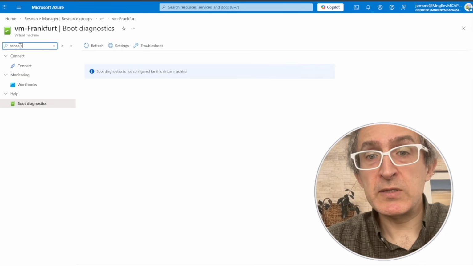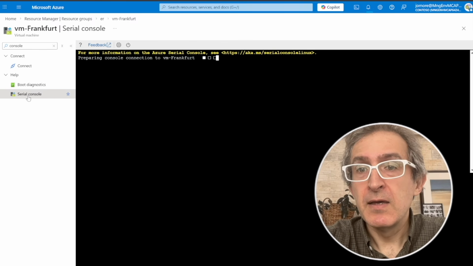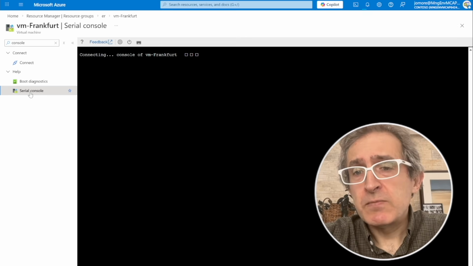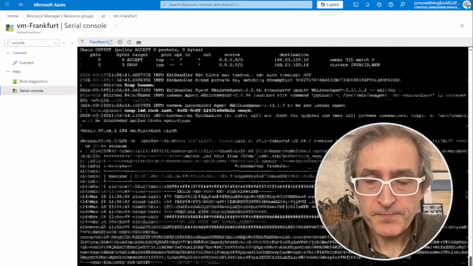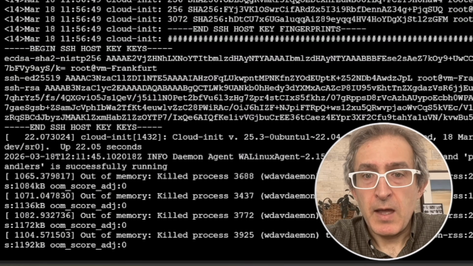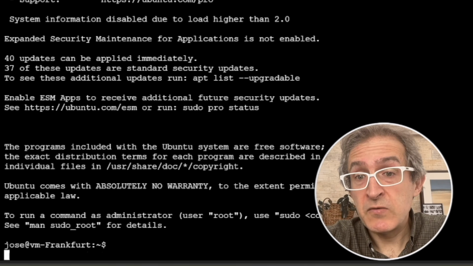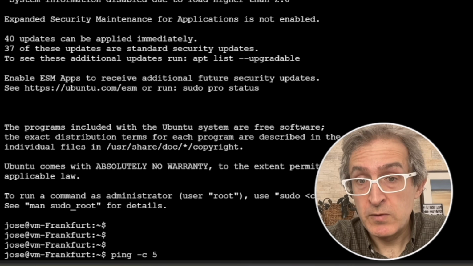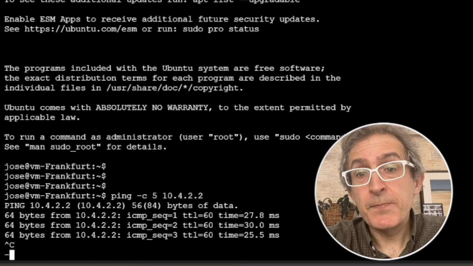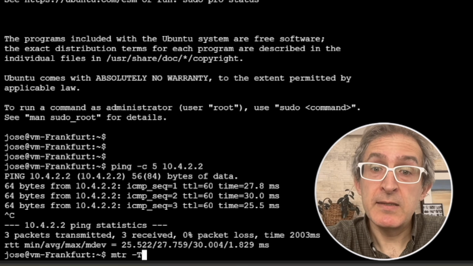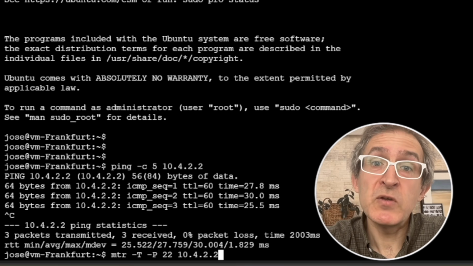For a traceroute, I will use MTR, which in my opinion is a much better traceroute because you can use TCP packets instead of ICMP, which tend to behave better. Okay, first let's log in into this virtual machine. And now we will ping the on-premises VM, which has the IP address 10.4.2.2. We will send 5 pings, and sure enough, it works. We'll do a traceroute with this MTR command that is sending TCP traffic on port 22. Again, very useful. If you didn't know it, I strongly recommend it.